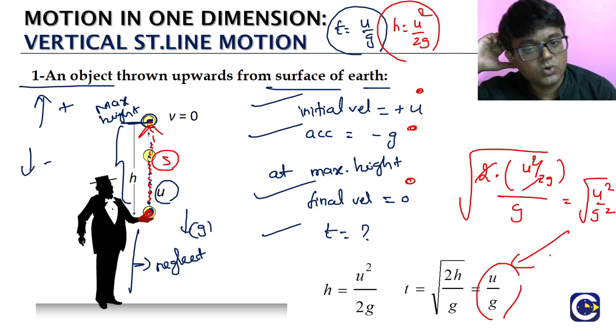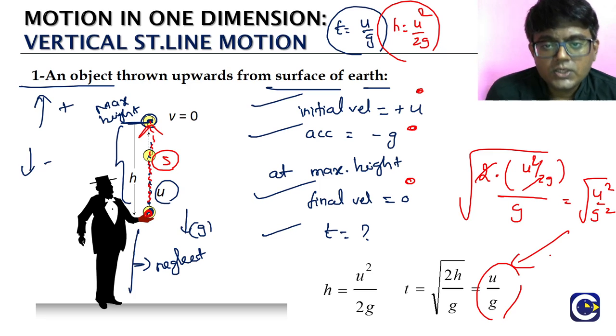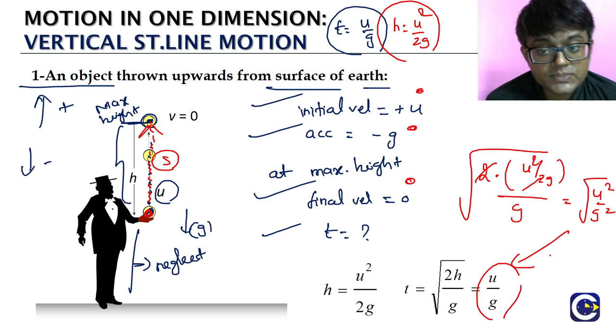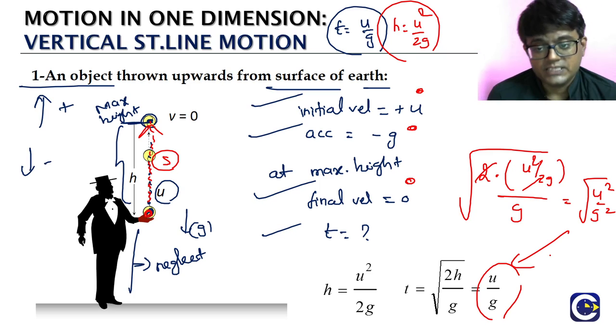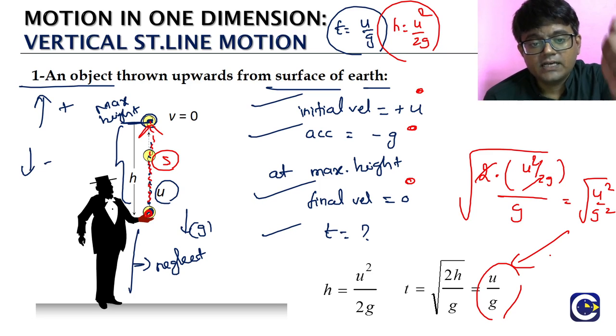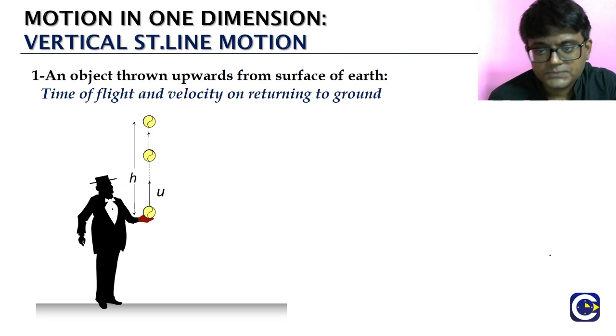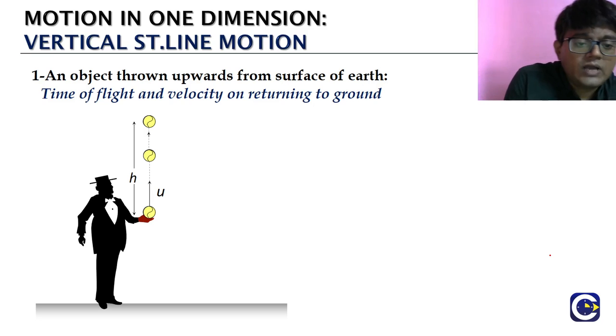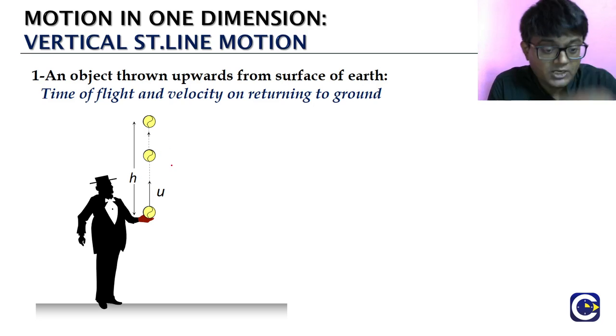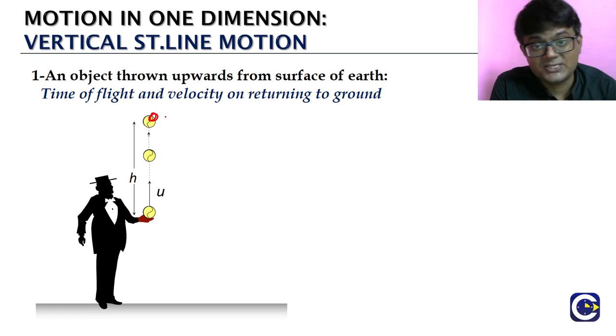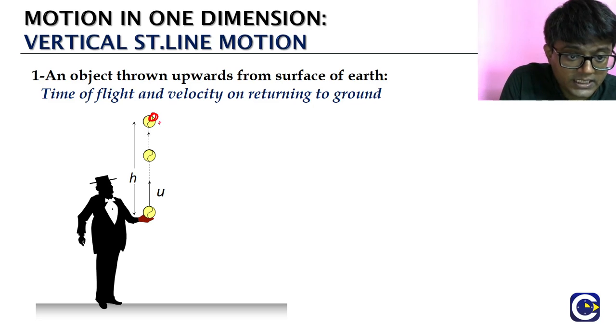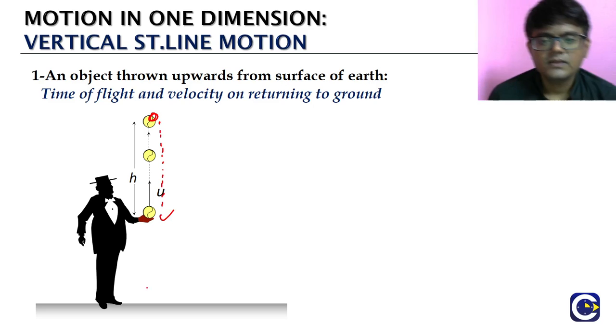So the time it takes to go to the maximum height is u by g. We can also express it in terms of the height attained by the object: either u by g or root of 2h by g. So this is the formula for the time to reach the maximum height and also the maximum height itself. Now we'll look at the other part of the motion, because the object is not going to go to the top and stop. Because there is acceleration due to gravity pulling it down, it will start coming down.